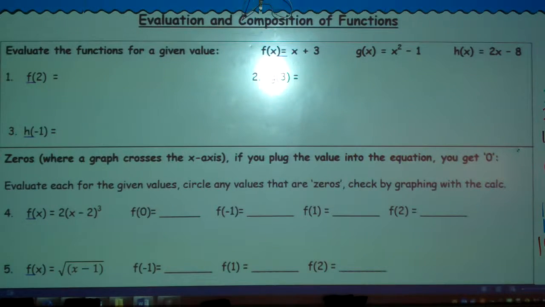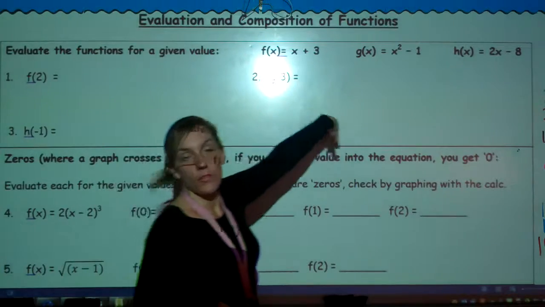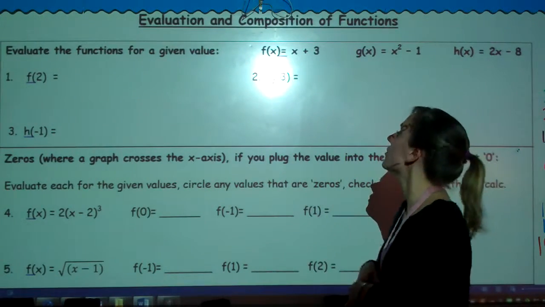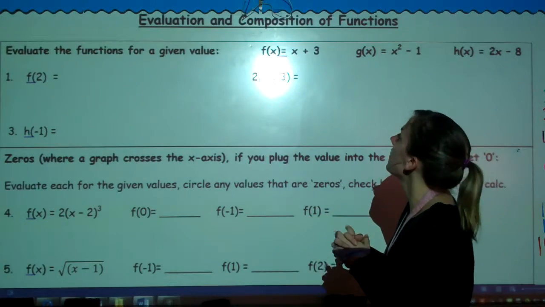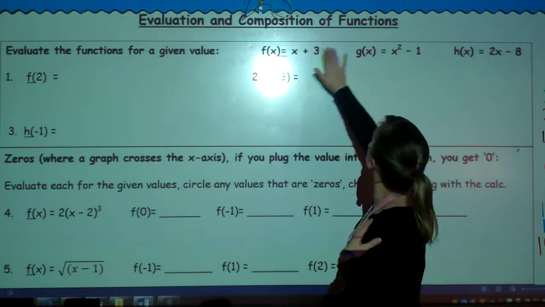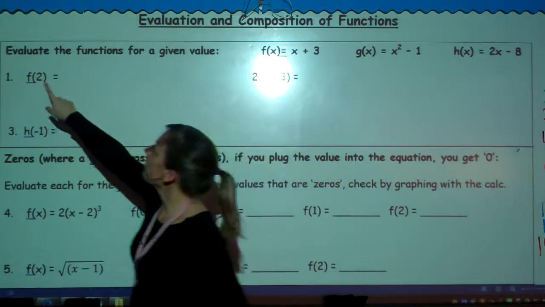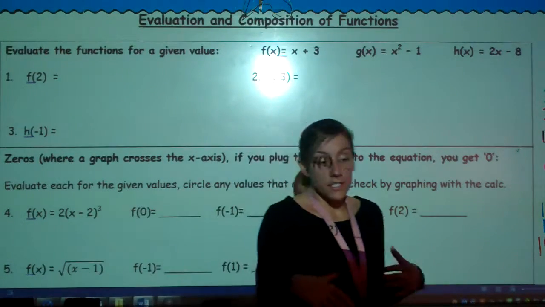So we are going to go into functions. We're going to review with something that you guys already know, and then we're going to take it into the Algebra 2. So it's going to layer a little bit. So this is just, you've got like 3 different functions, f, g, and h. And so whatever variable you have is the one that you use, and you just substitute.